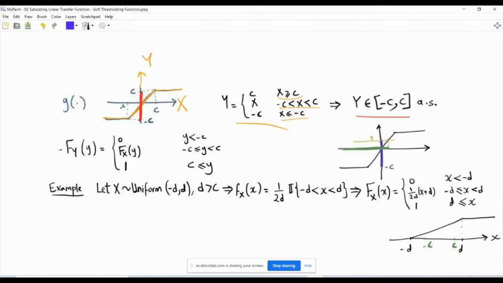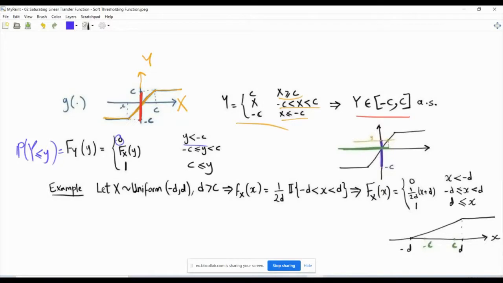This is the probability that big Y is less than or equal to small y. Now, what if small y is chosen to be less than minus c? What is the probability that big Y is less than or equal to a number that is less than minus c? Well, this probability is 0, because of the way you construct the function. It is living between minus c and c, never below minus c.